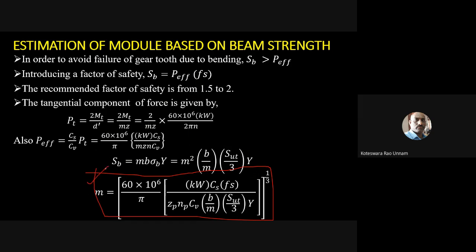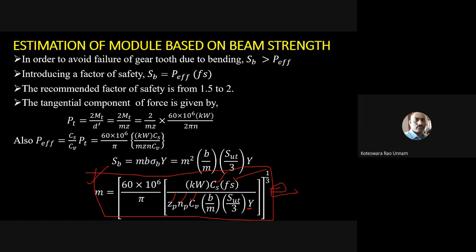The only thing is, it is provided you know all these parameters. In this, everything is known. You should know what CS is, the factor of safety, the number of teeth on the pinion, the speed of the pinion, and CV, the velocity factor. Of course, B by M is the constant ratio of the base width to the module, and SUT by 3 is nothing but the allowable bending stress, and Y is the Lewis form factor. With this simple equation, if you remember it, you can easily derive it.